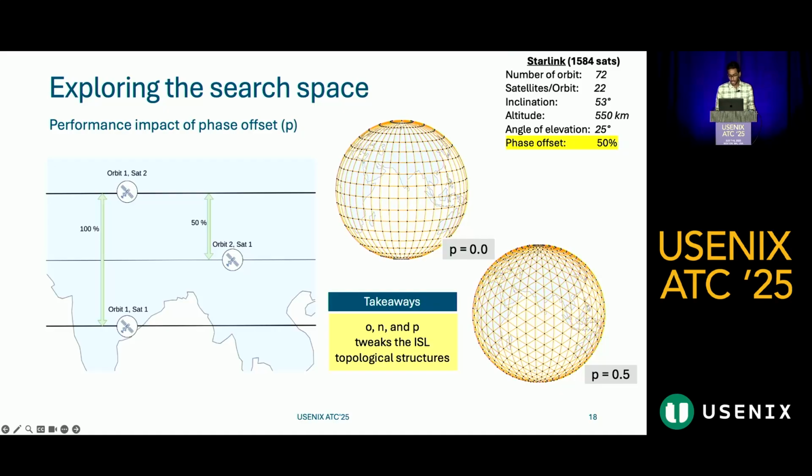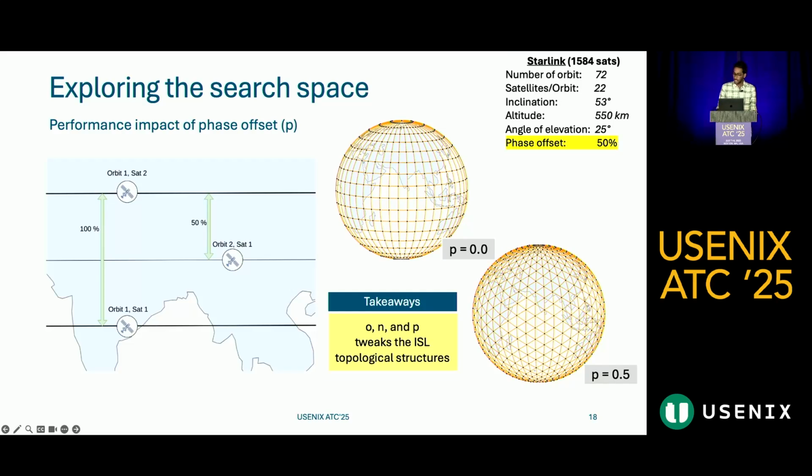Now, these three parameters O, N and P are the trickiest because changing the values of those parameters mostly tweaks the topological structure and barely changes the coverage. But the throughput outcome of a topological structure depends on the other parameters as well. So those are dependent parameters.